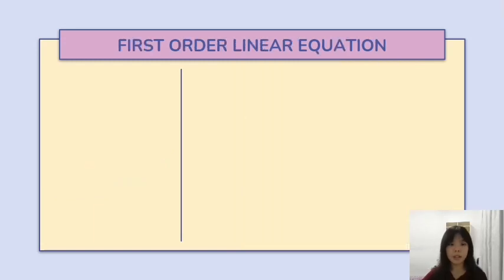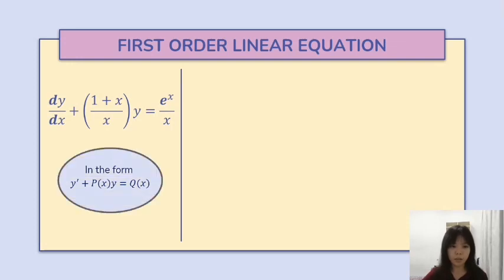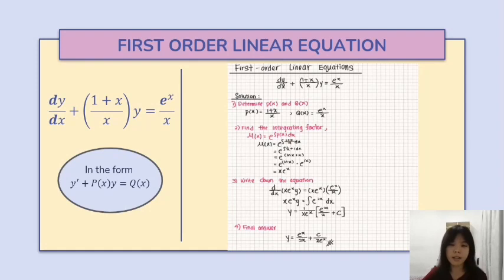Lastly, we will learn what first order linear equations are. First, we must make sure the equation is in the form y prime plus P(x)y equals Q(x). Here's the example. First, we need to determine P(x) and Q(x) of the function and find the integrating factor, which is e to the power of the integral of P(x) dx. Third, write down the equation. And finally, we will get the final answer with a constant.